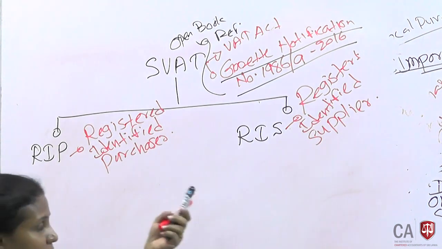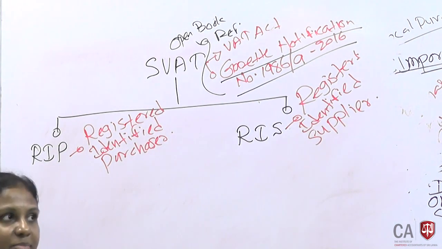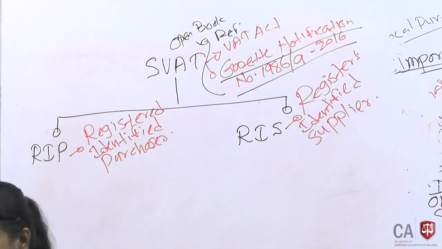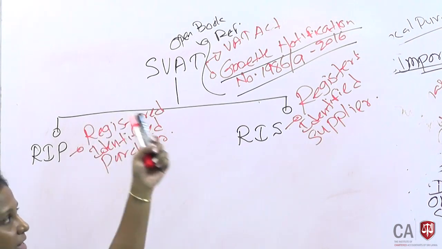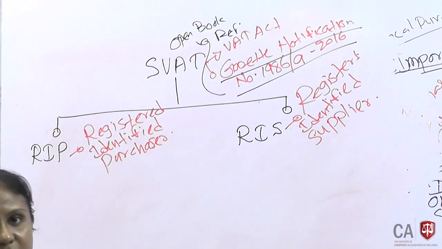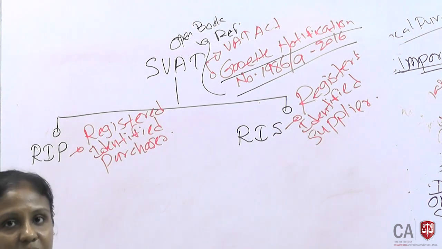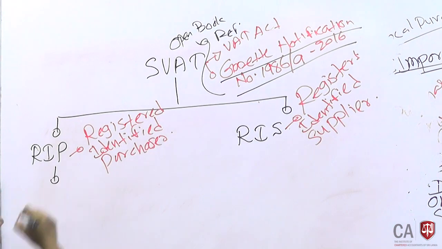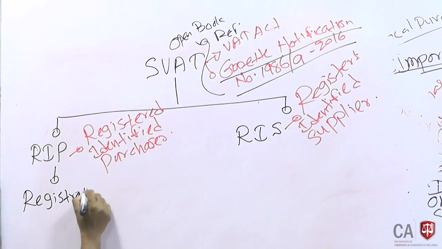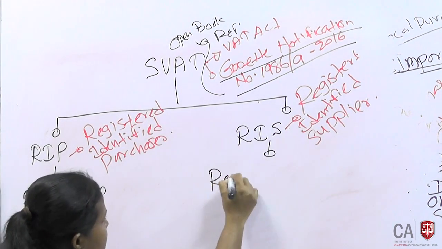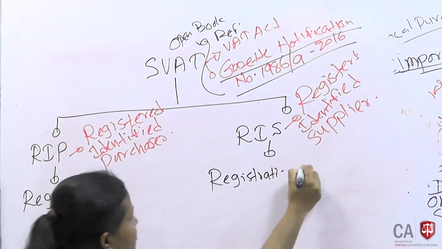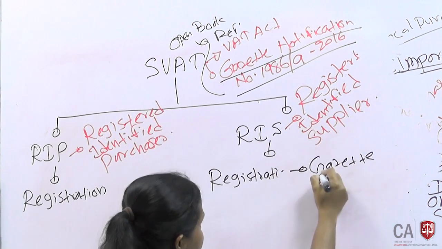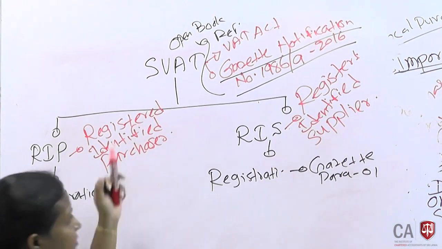Then after this I will come to revision, the pilot paper part B, which is a narrative question. In this question, the SVAT is directly linked. I will explain this and go to the theoretical part of the 4 marks question, the briefing of the memorandum. Now the theoretical part you all know: RIP has a registration requirement. How to register, RIS also registration, refer to the gazette. Gazette para 1 is very clearly given.